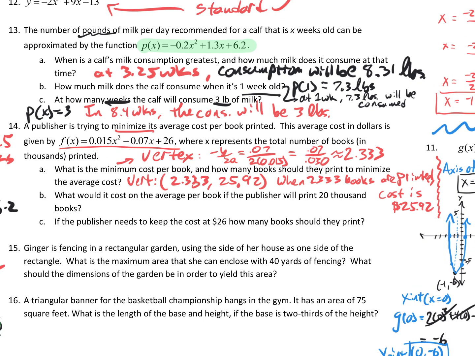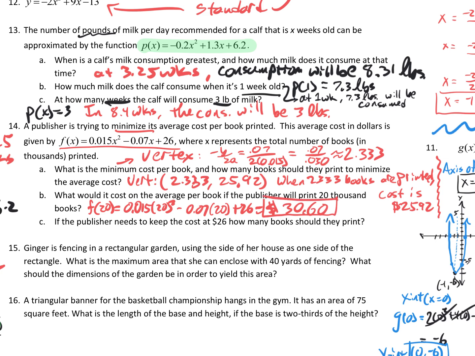Then the question is, what would the average cost be when the publisher will print 20,000 books? Well, we're going to find out what f of 20 is. And so we plug that all in: 0.015 times 20 squared minus 0.07 times 20 plus 26. And that is $30.60.